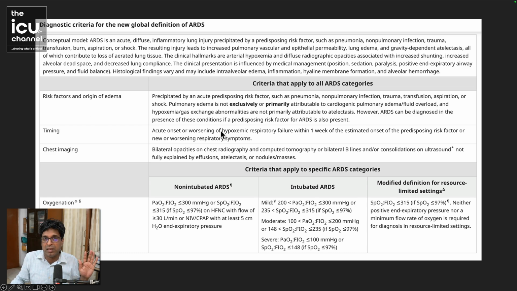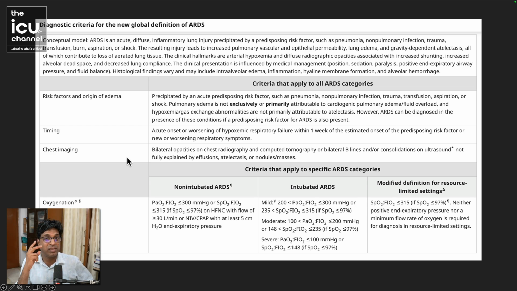Timing remains unchanged. It is still 1 week. Acute onset of worsening hypoxic respiratory failure within 1 week of the estimated onset of a predisposing risk factor or new or worsening respiratory symptom. So whether a new symptom has developed or the patient has worsened the respiratory symptom, the duration is within 1 week.